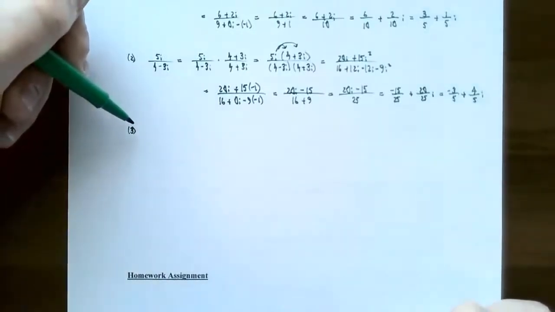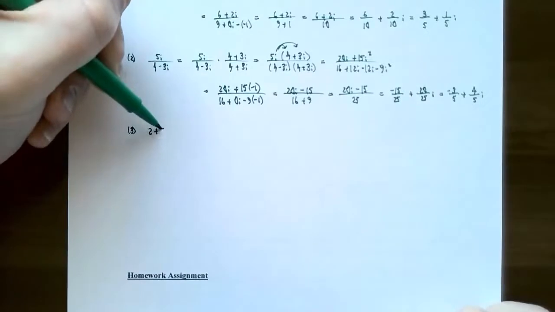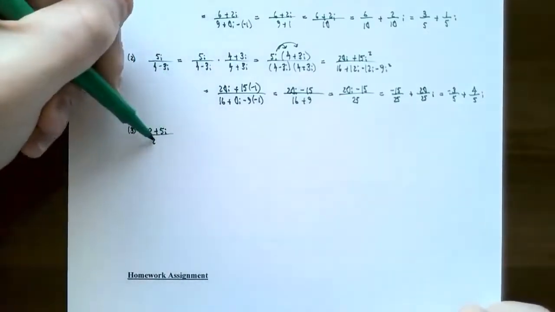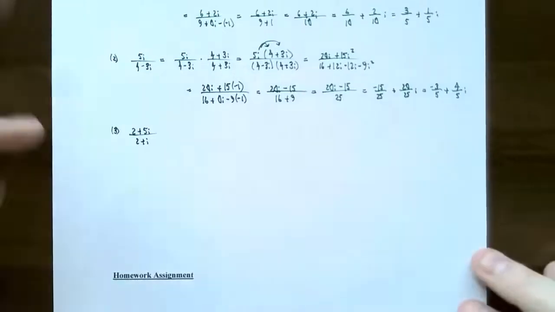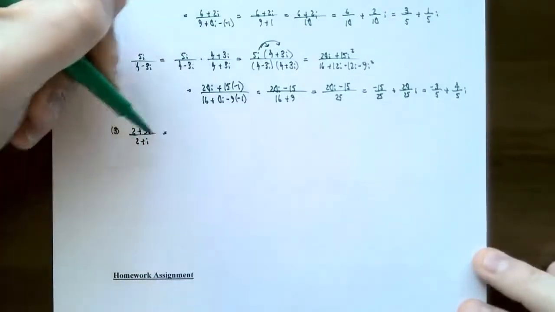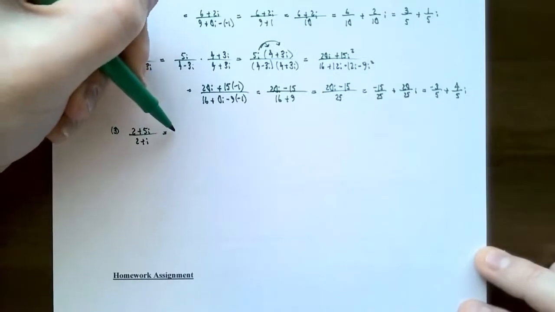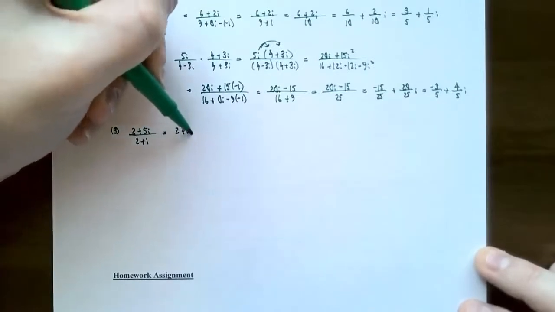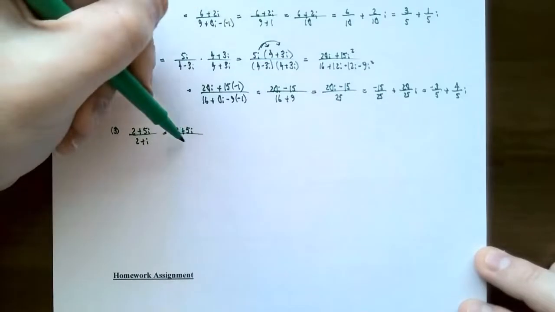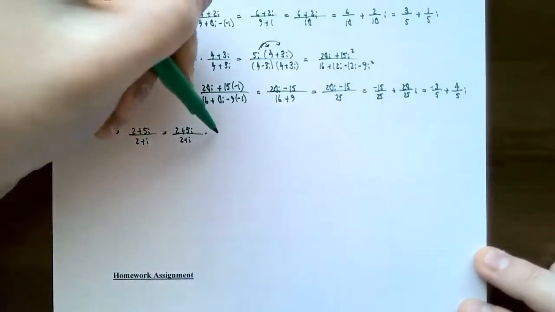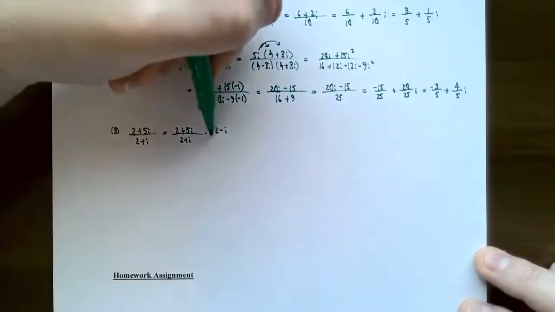This time we're going to take 2 plus 5i and divide by 2 plus i. So again, same idea. We're dividing by a complex number, so we need to multiply by the complex conjugate of the denominator. So 2 plus 5i stays the same. Denominator, 2 plus i. But then multiply the numerator and denominator by 2 minus i and 2 minus i.